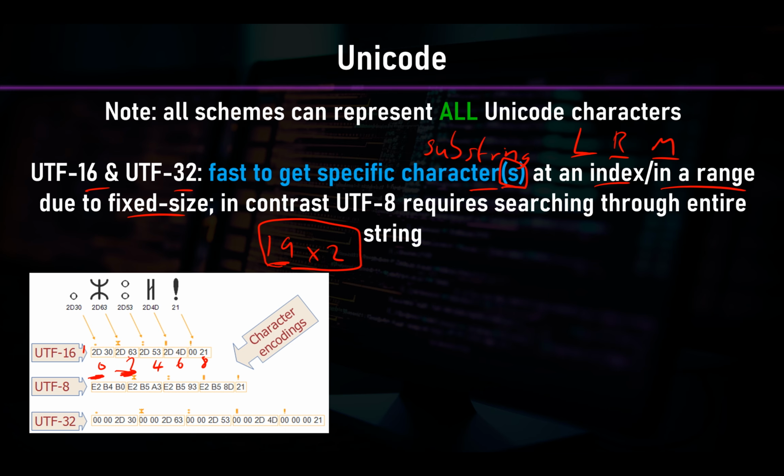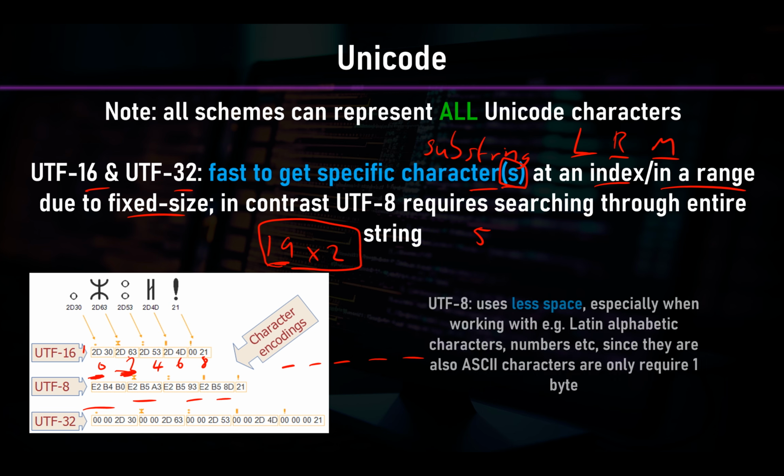In contrast, if we're using UTF-8, this is going to be a bit slower. If we want to get the 5th character, we don't know where it is, because we could have 5 characters that are 1 byte each, or we could have 3 bytes, 3 bytes, 3 bytes. Because it's variable length, we have to search through each character, one at a time, until we get to the 5th character.